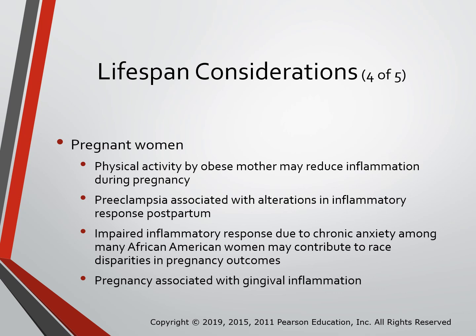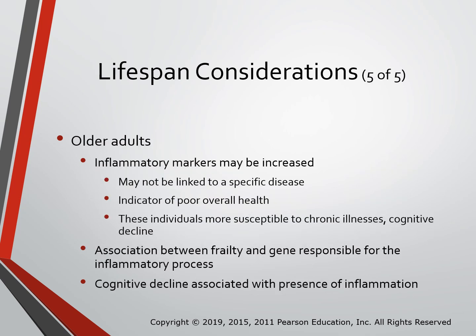And then inflammation considerations with the older adults. What you will see with the older adults is that inflammatory markers, C-reactive protein, IL-6, and TNF may be increased in older adults and individuals who are obese. Both of these states are associated with a low-grade pro-inflammatory condition. This increase in inflammation may not be linked to a specific disease such as gallbladder disease, asthma, or irritable bowel, but instead is an indicator of poor overall health that makes these individuals more susceptible to chronic illnesses and cognitive decline.